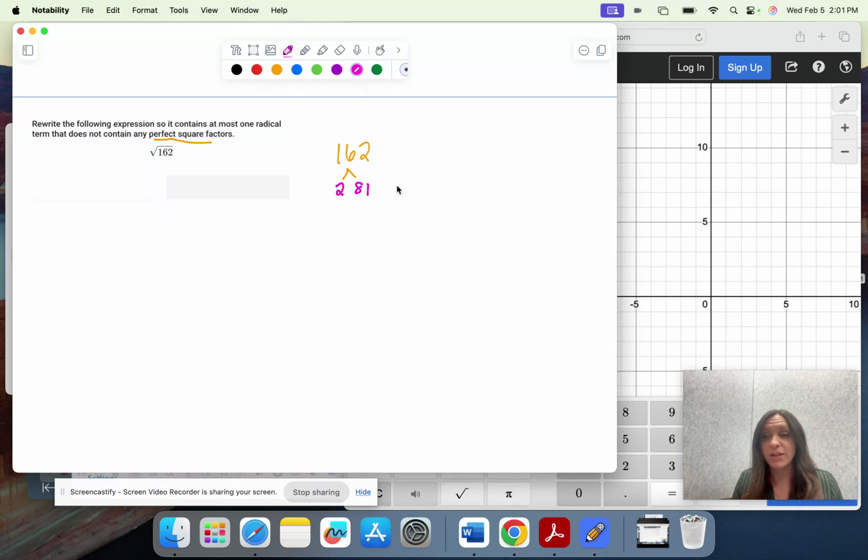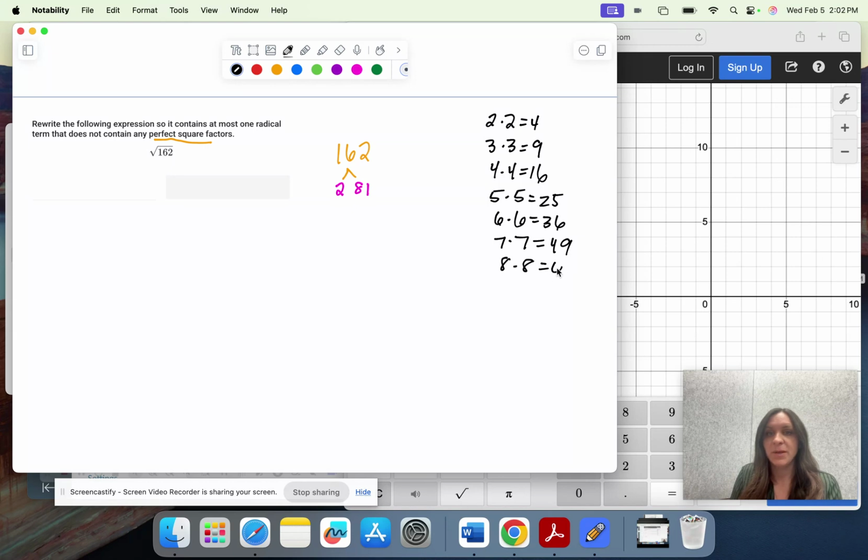And at this point, if you know your perfect squares, you are done. Do you know your perfect squares? 2 times 2 is 4. 3 times 3 is 9. These are your perfect squares. If you know these, you will get through these problems quickly. So I'm saying that because guess what my next one is? 9 times 9 is 81.